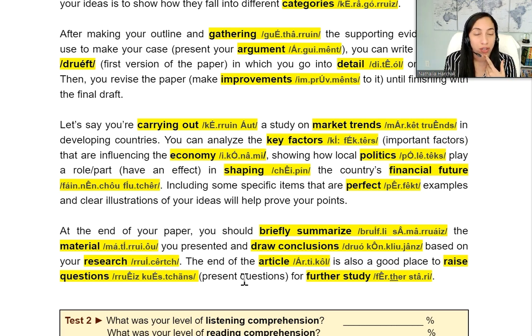Pay attention to this pronunciation here. Questions, not questions. Many people say questions, it's questions. Raise questions. Further study.